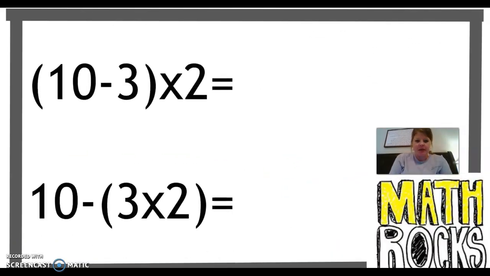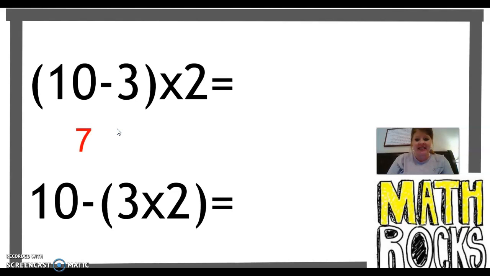Right, so I have two problems right here. They look the same, correct? 10 minus 3 times 2, 10 minus 3 times 2. But they're different. Depending on where the parentheses are in the problem, it can change the answer. So let's look at an example.